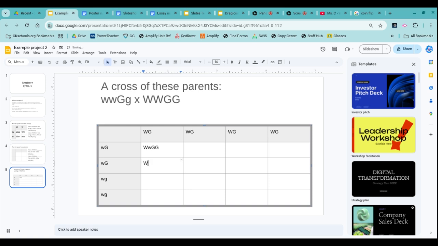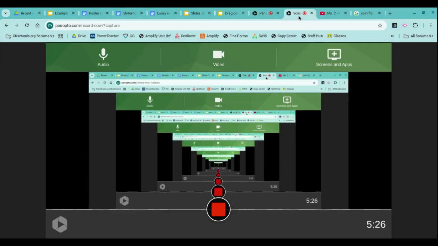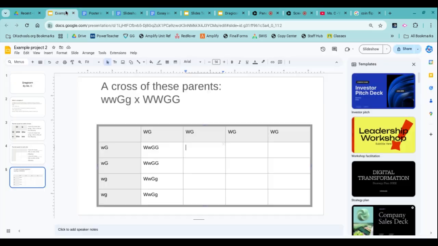Now I have the same thing again because I have the same combination of letters. Oops. W, W, G, G. All right, then you just go through and you fill out your whole box. Oh, wrong one. I was scared for a second there. Oh, it won't let me pause it? Okay, I guess you gotta watch me fill out the whole box. I'll be fast.